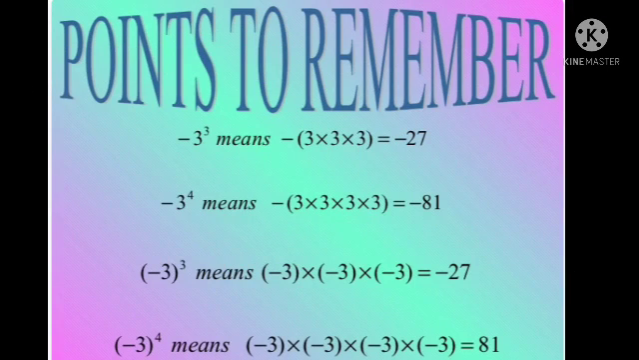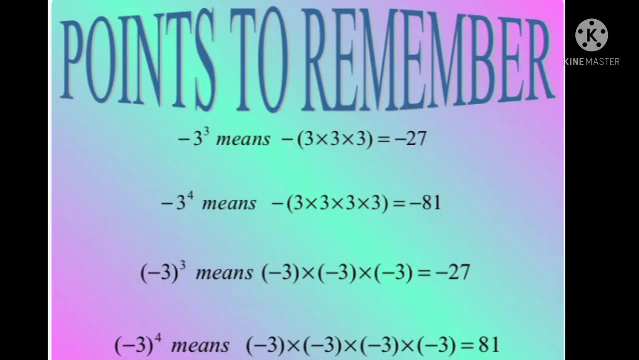Some of the points to remember. Minus 3 raised to the power 3 means minus 3 multiplied three times, which is equal to minus 27. Minus 3 raised to the power 4 means 3 is multiplied 4 times, then we get the answer minus 81.